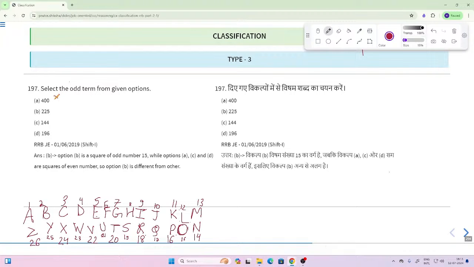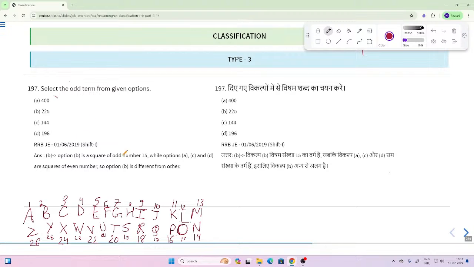Select the odd term from the given options. 400, which is 20 square, 225, which is 15 square, 144, which is 12 square, 196, which is 14 square.